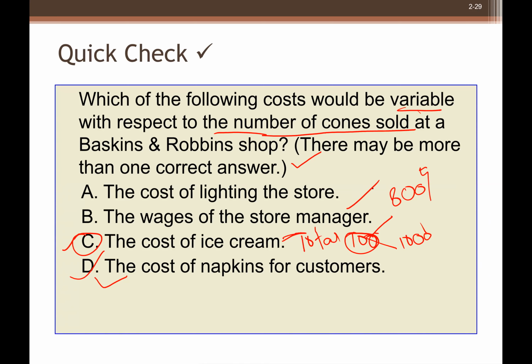What about the wages of the store managers? Whether you sell 100, whether you sell 10 ice cream, its wages are the same, right? The cost of lighting the store, not powering the ice cream machine. The whole store, even if no customer comes to the store, you are still lighting the store. It means it is irrelevant, it is fixed. Understand, everyone?